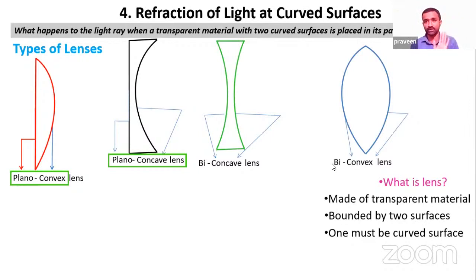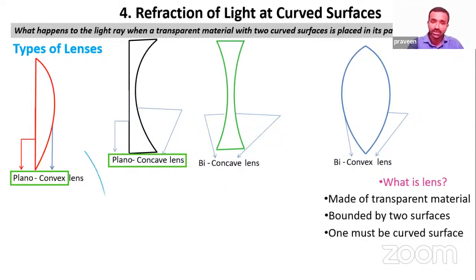Okay, so plane completed. Two planes is not possible because it is not called a lens. We can call it a slab, a glass slab. Then two concave completed, two convex completed. Now the combination of concave and convex, convex and concave.